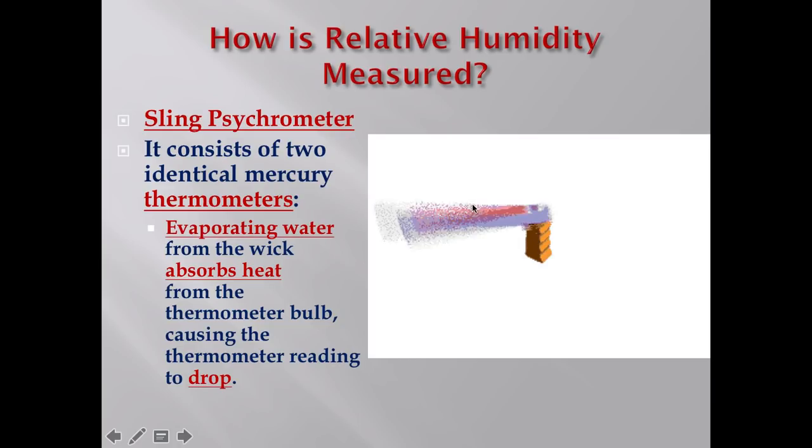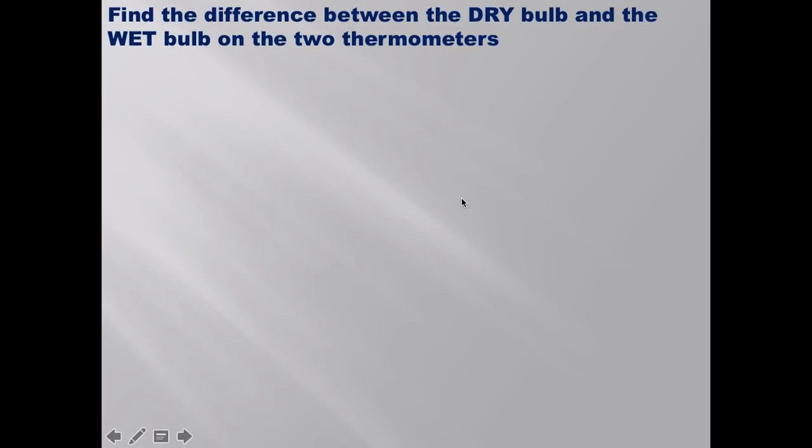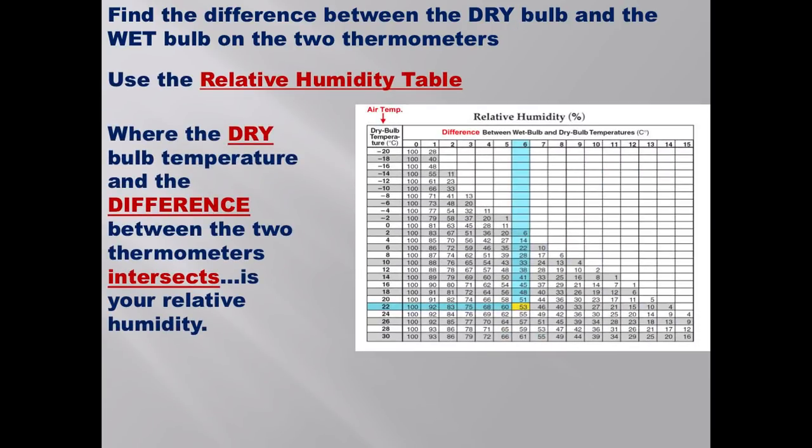So basically, the humidity controls how much of this water evaporates. If it's really humid, not a lot of water is going to evaporate, and this thermometer isn't going to change as much. If the air is really dry and the humidity is low, a lot of this water can evaporate, and this thermometer will drop a lot. So now that I have those 2 temperature readings, one on the dry bulb, which is just regular temperature, and the one on the wet, which has the paper towel, I'm going to look at a relative humidity table.